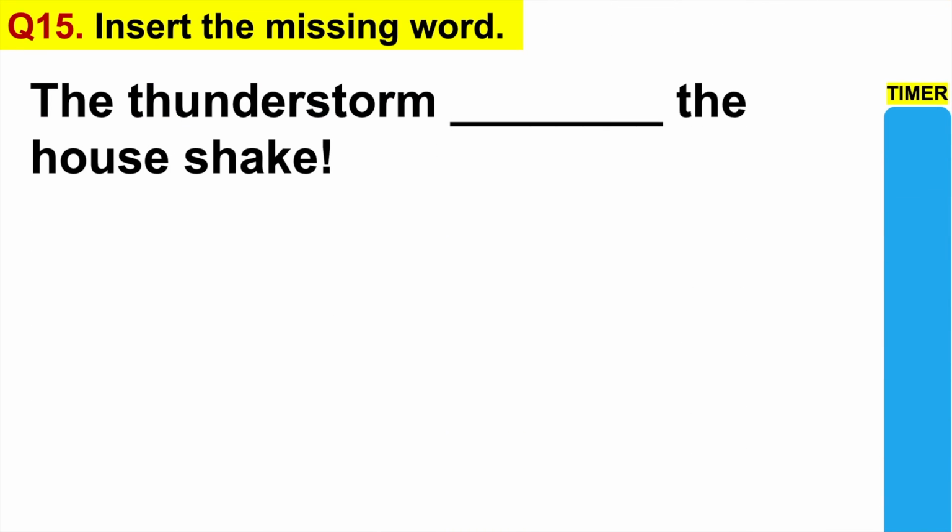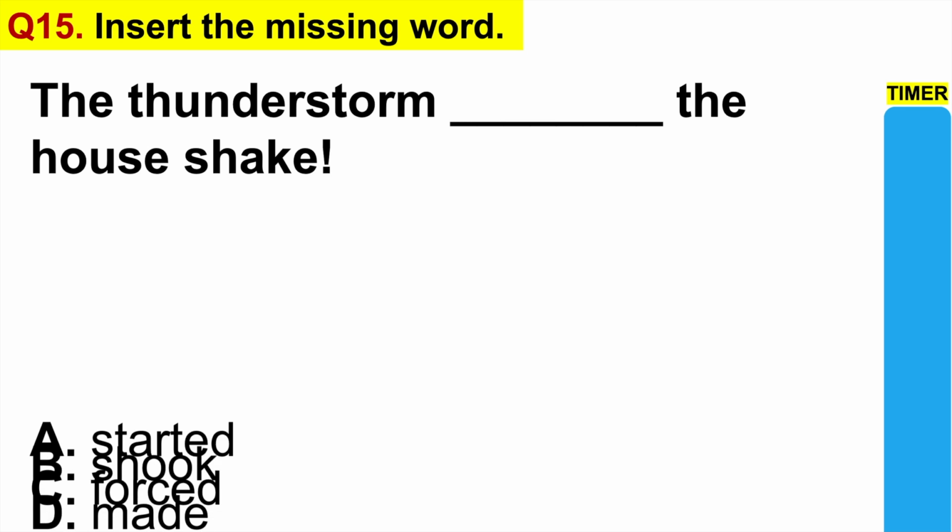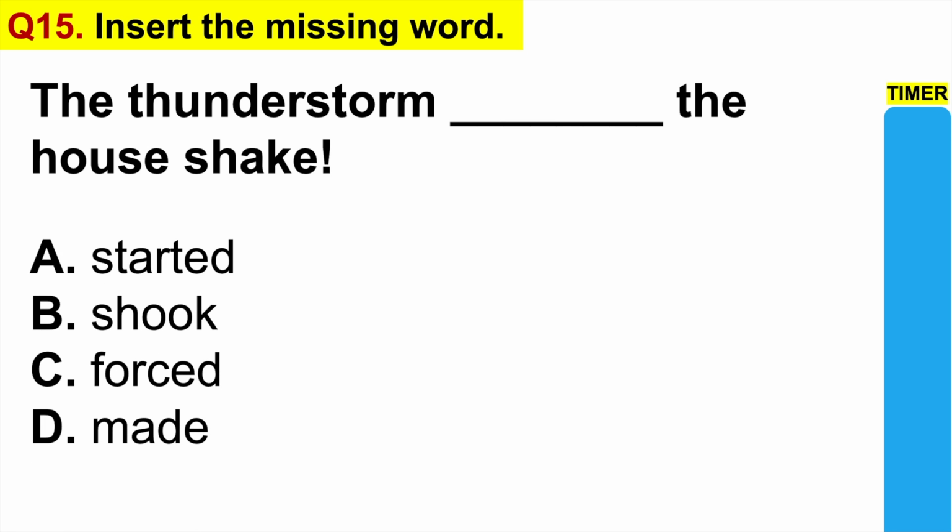And question 15, again insert the missing word. The thunderstorm blank the house shake. A, started, B, shook, C, forced, D, made. Put your answer to question 15 in the comments section below the video for marking. Here we go.